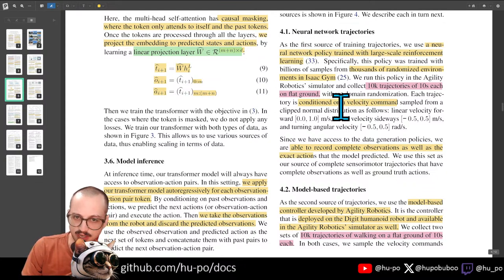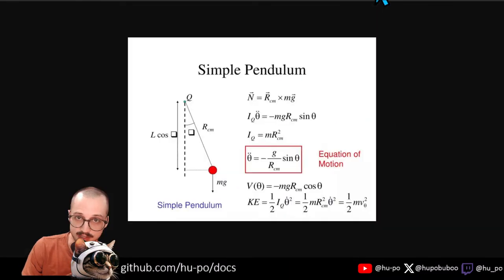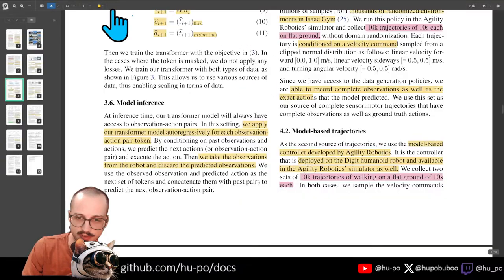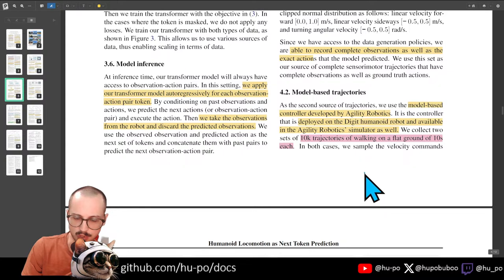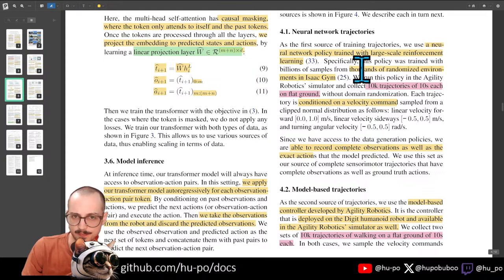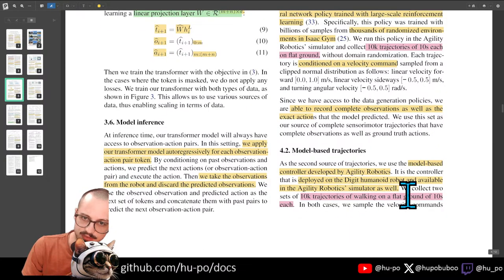So these neural network trajectories are going to be very different from the model-based trajectories, which come from more formal model-based control, where you have a system of equations that you're solving to produce the control information that is optimal for whatever it is, like walking forward. So two of their data set sources come from the two previous generations of robotic control. Like I said before, model-based control was the 2000s, the 1990s, the 1980s, the 1970s. Reinforcement learning was more the 2010s. So they're taking the previous ways of doing this control and using them to get a bunch of data, specifically 10,000 trajectories of 10 seconds each on flat ground, and 10,000 trajectories on flat ground, also 10 seconds each.